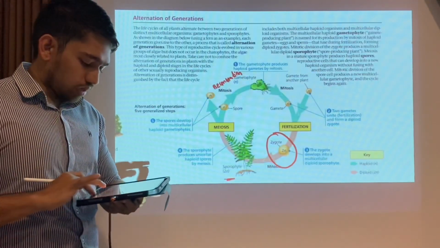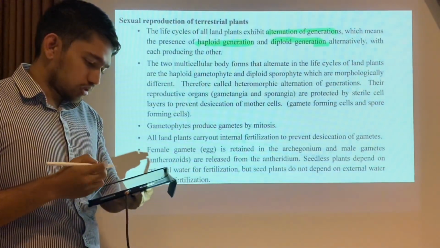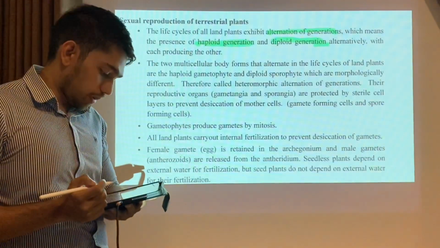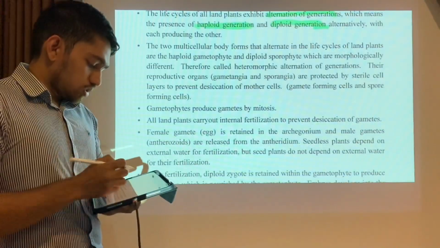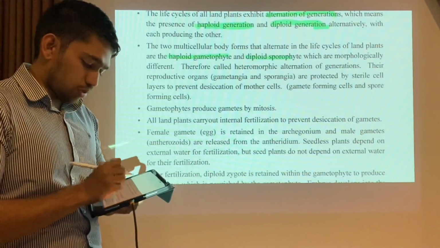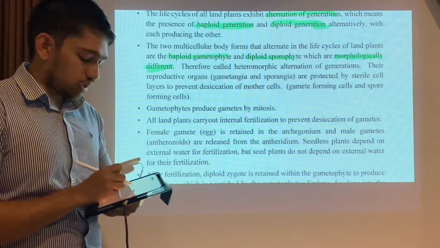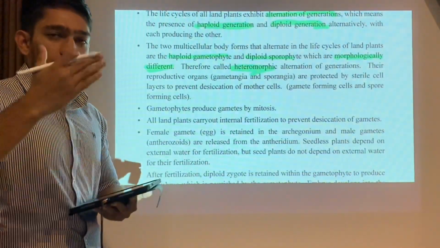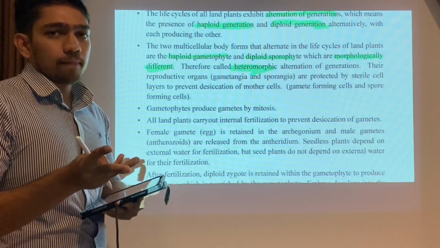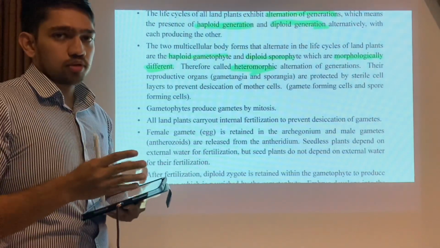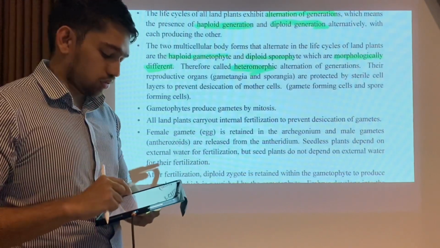Okay. Now we can read what is there in the resource, right? So as it mentions, there's alternation of generations in all land plants, and there's a haploid generation and a diploid generation, right? So there's a haploid gametophyte and a diploid sporophyte, which are morphologically different. That's why we call it heteromorphic alternation. When we look at the external appearance, we can clearly identify separately that this is the gametophyte and this is the sporophyte. That's why we call it heteromorphic alternation of generations.